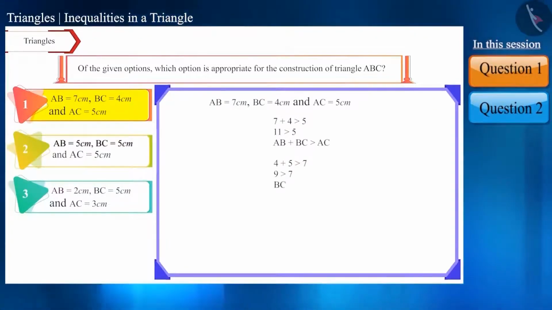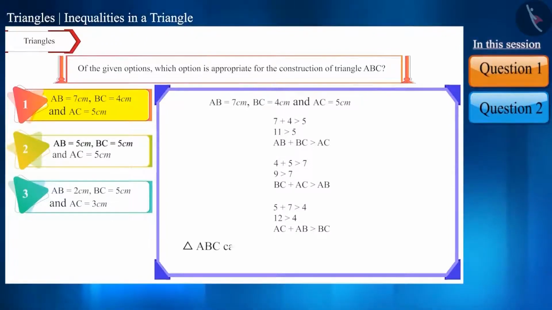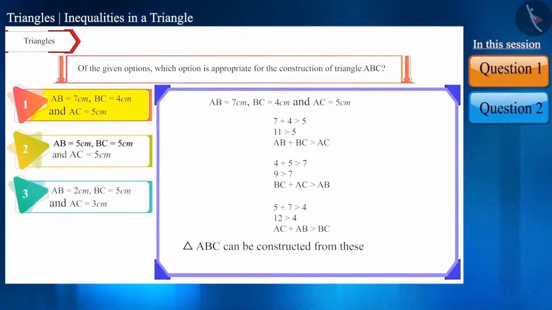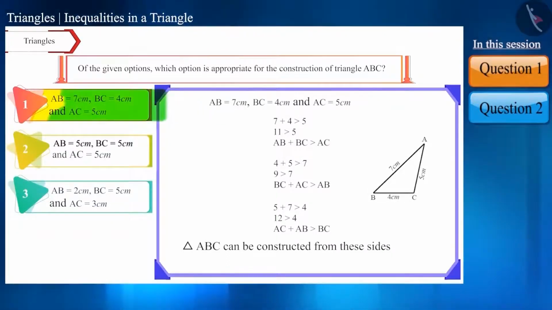Similarly, the sum of side BC and side AC is greater than side AB. And the sum of side AC and side AB is greater than side BC. Therefore, triangle ABC can be constructed from these sides. Therefore, according to the question, this option is correct.